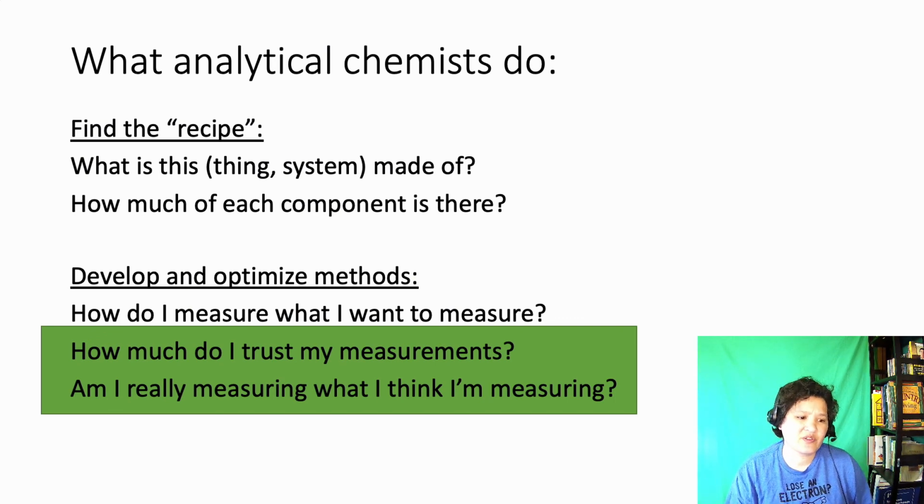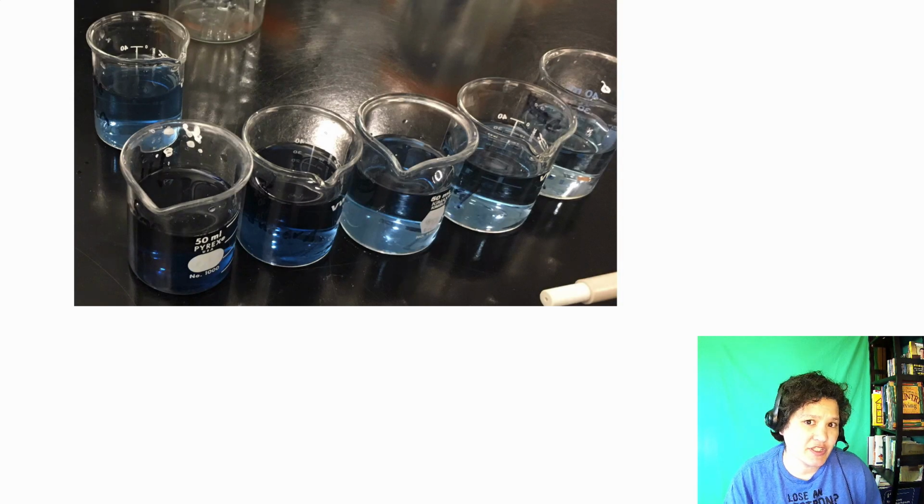And also there's the question of, am I really measuring what I think I'm measuring? So what I'm going to do here is I'm going to go to a very low-tech solution. I know you thought the AA was low-tech. Here's an even lower tech, an older way of evaluating things. And that is the colorimetric determination of silica.